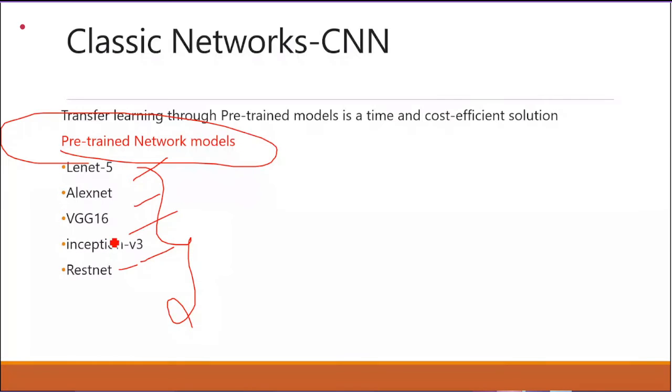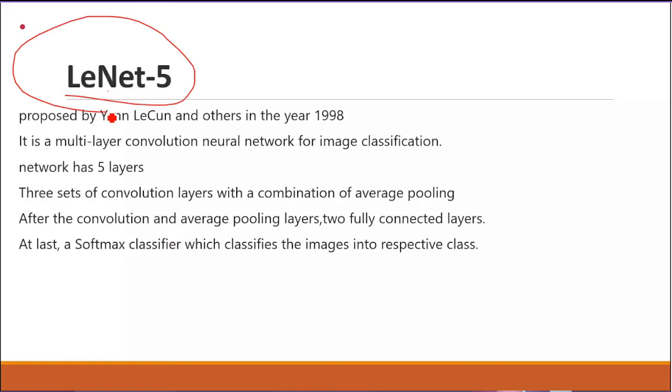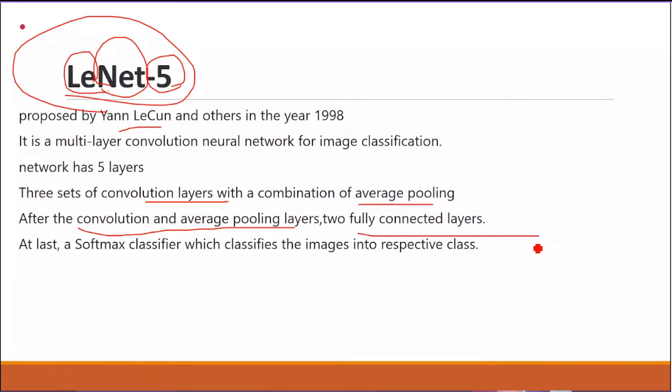The remaining architectures we'll see later. What is the LeNet architecture? The person Yann LeCun, in the year 1998, proposed a convolutional multi-layer perceptron architecture for image classification, so it is called LeNet. It is a network of neurons. The 5 represents the 5 layers they started to use, a combination of convolution layers and average pooling layers, though nowadays maximum pooling layers are used. So they use convolution and average pooling, convolution and average pooling, and after that 2 fully connected layers.